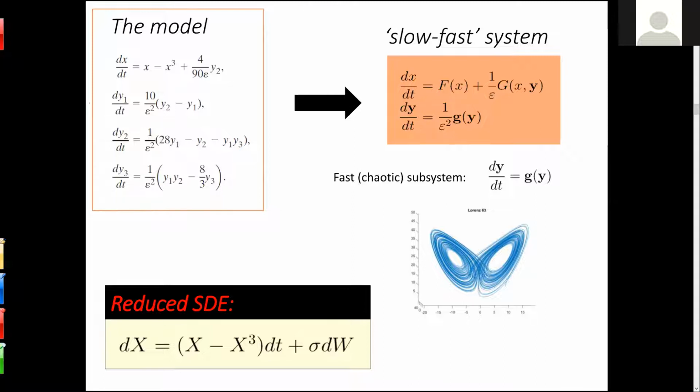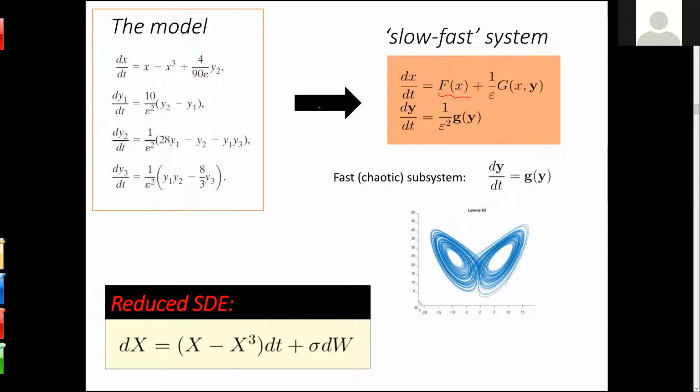I reformulate the system and group the variables into slow variables and fast variables. You have the slow x variable and the fast vector y variables. Okay? So y collects y1, y2, and y3. F of x represents again the interaction of x with itself.